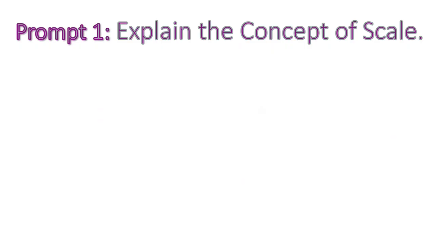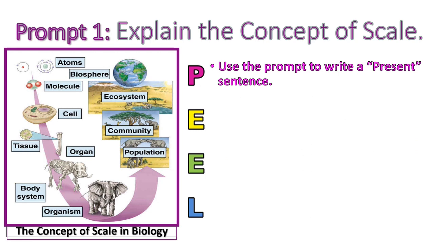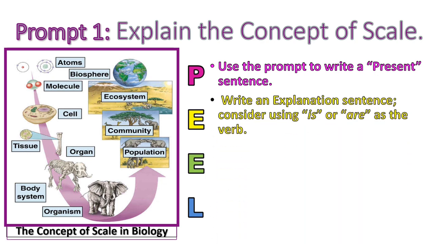Have a look at your assignment. You're asked to write an explanation based on the prompt, explain the concept of scale. There's a picture that might help you. So you're going to write at least 4 sentences. Use the prompt to write a present sentence. So take part of the prompt, write your present sentence. Write an explanation sentence. Consider using is or are as the verb.